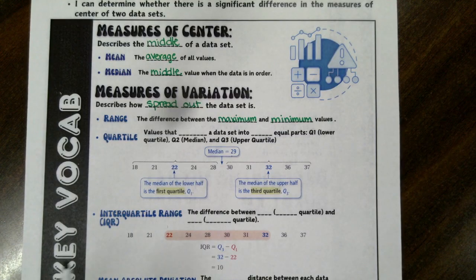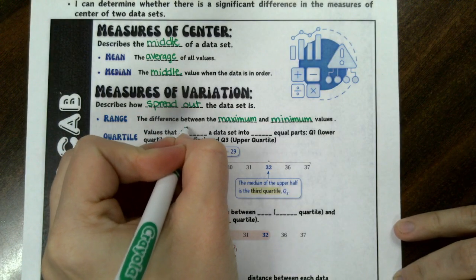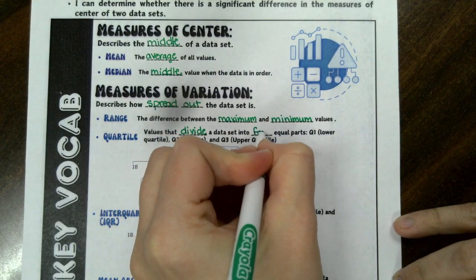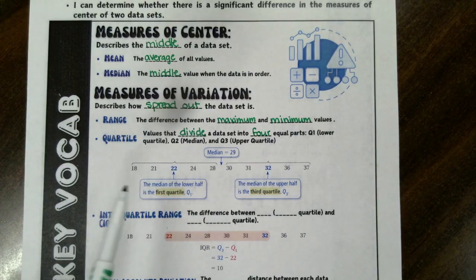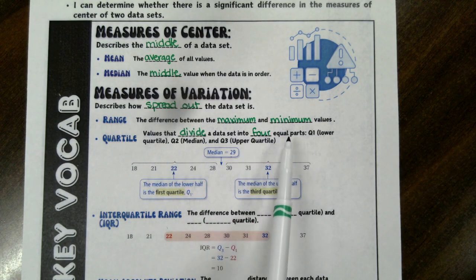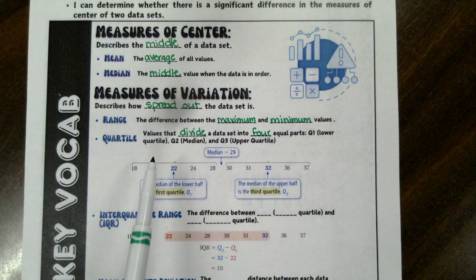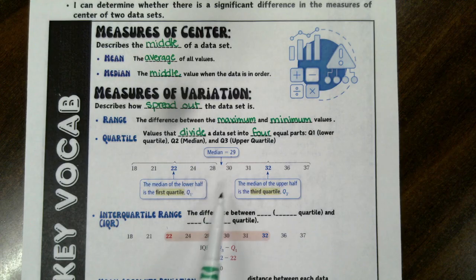Now we're going to talk about quartiles. Quartiles are values that divide a data set into 4 equal parts. So we're taking this data and we're going to divide it into 4 sections. You have the quartile 1, which is your lower quartile. And then you have your quartile 2, which is the median. That's going to be right smack in the middle of everything. And then you're going to have your quartile 3, which is your upper quartile.